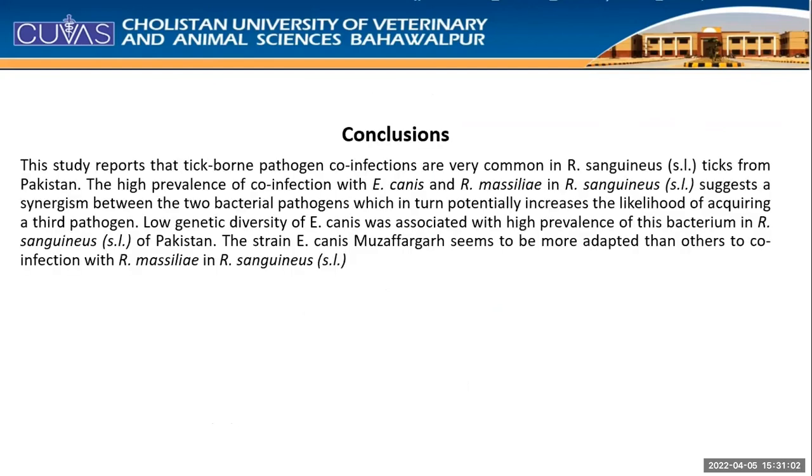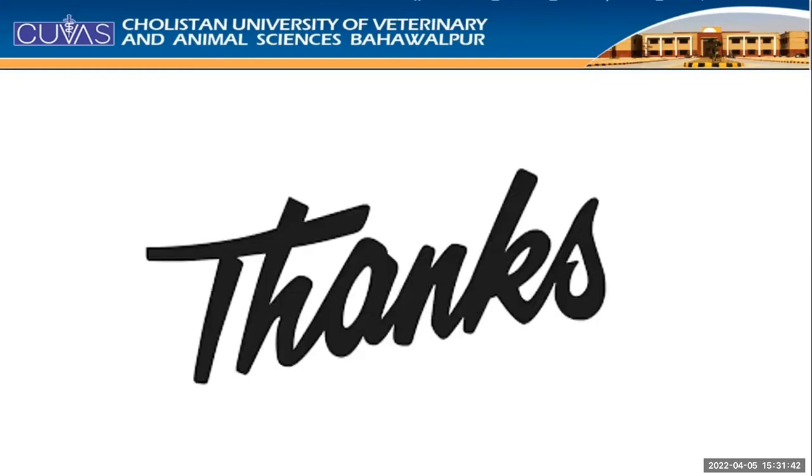The conclusion of this study is that tick-borne pathogen co-infections are very common in Rhipicephalus sanguineus ticks from Pakistan. The high prevalence of co-infection with Ehrlichia canis and Rickettsia massiliae in Rhipicephalus sanguineus suggests a synergism between the two bacterial pathogens, which in turn potentially increases the likelihood of acquiring a third pathogen. Low genetic diversity of Ehrlichia canis was associated with high prevalence of this bacterium in Rhipicephalus sanguineus of Pakistan. The strain Ehrlichia canis Muzaffargarh seems to be more adapted than others to co-infection with Rickettsia massiliae in Rhipicephalus sanguineus. Thanks.